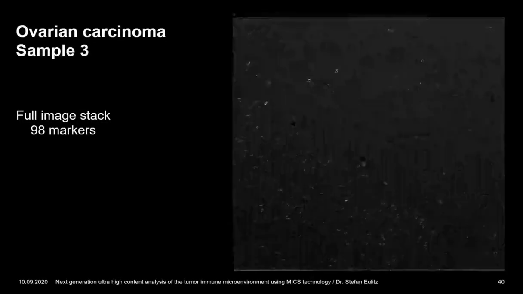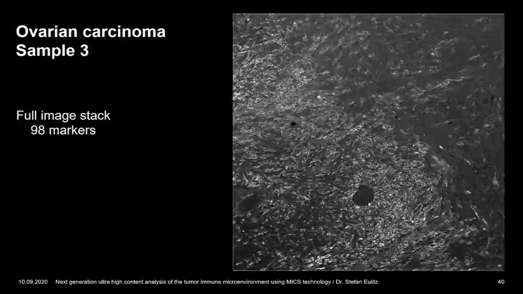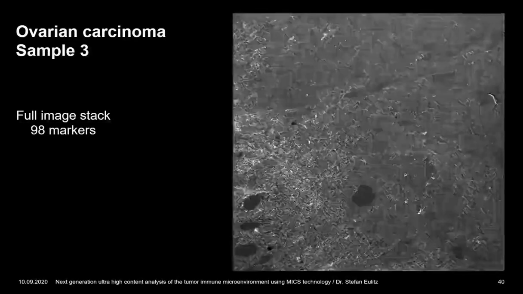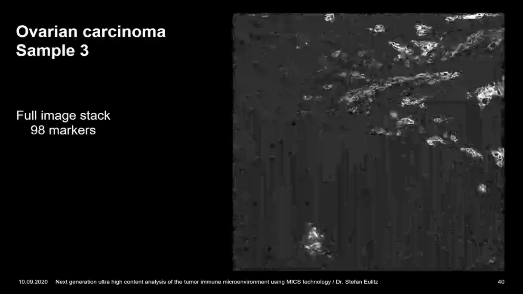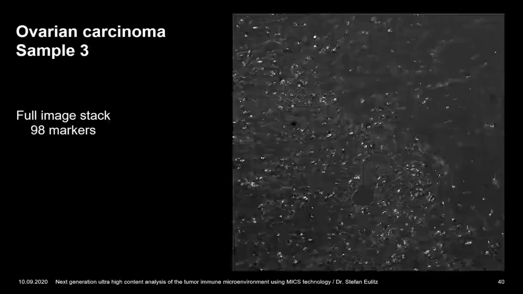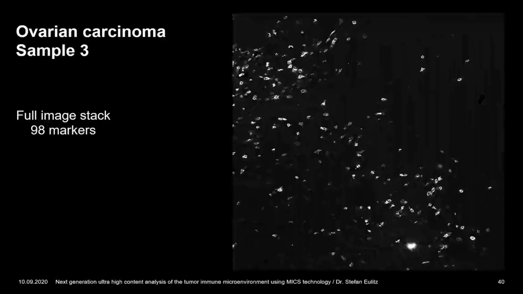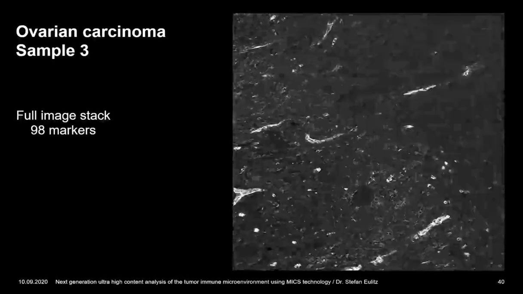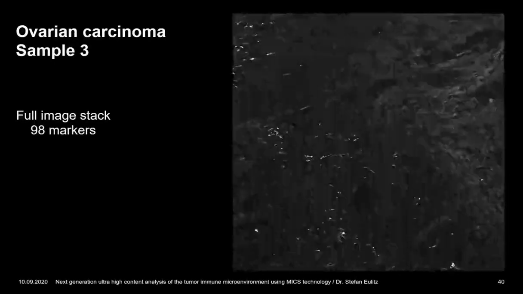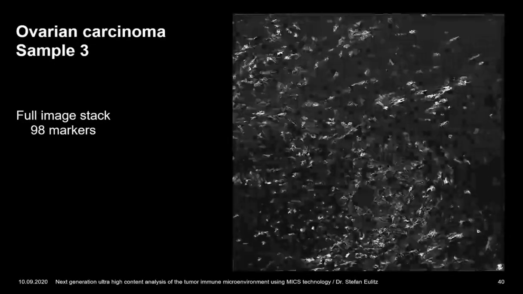So here you see a third sample of an ovarian cancer. And in this case, the sample has been analyzed with 98 markers. I hope that the transmission of the video is good so that you can see all the marker images. It is obvious that there are many different staining patterns and regions of different composition, and this can be immediately identified.